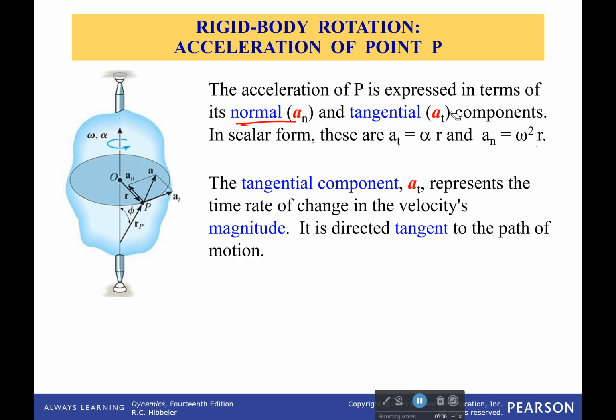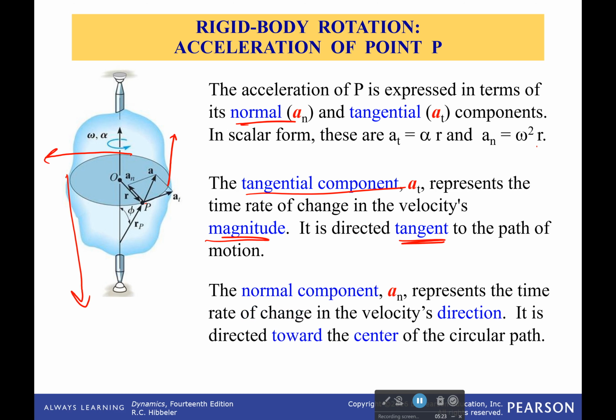Now, the tangential component represents how much the velocity is changing in magnitude. So is it going faster and faster as it goes around? Now it's this fast. Now it's this fast. It's accelerating. And it's always directed tangent to the path of motion. The normal component is what is causing it to turn around in this circle. And obviously, the faster I'm going, the faster you're going to have to turn, so the greater your normal acceleration will be.